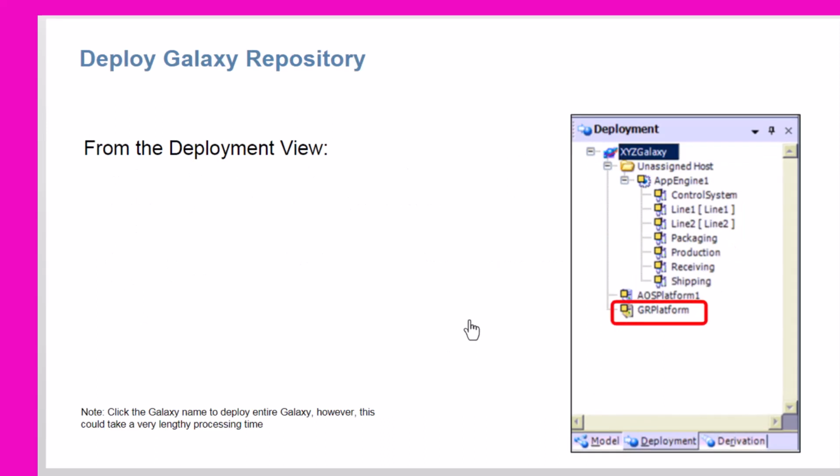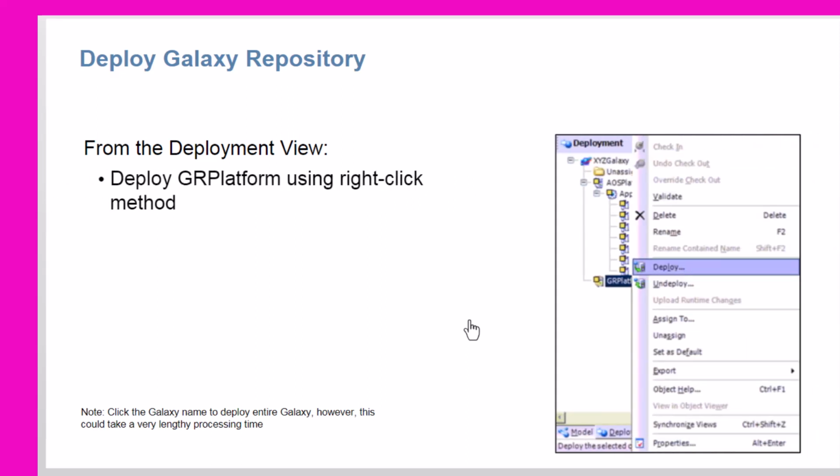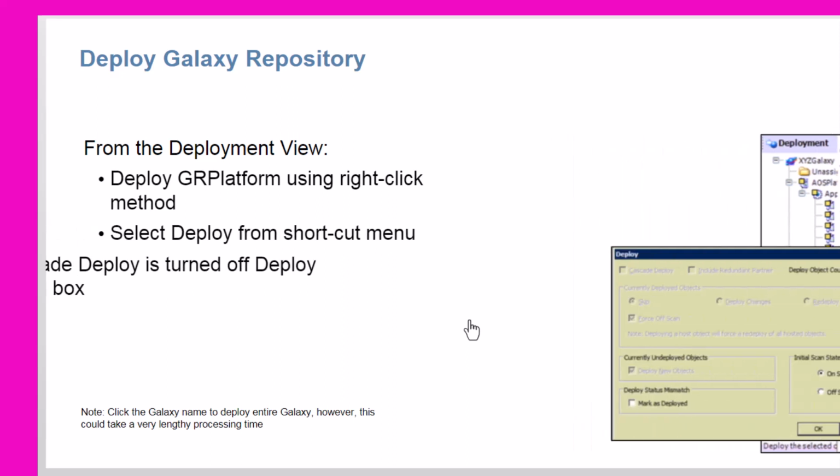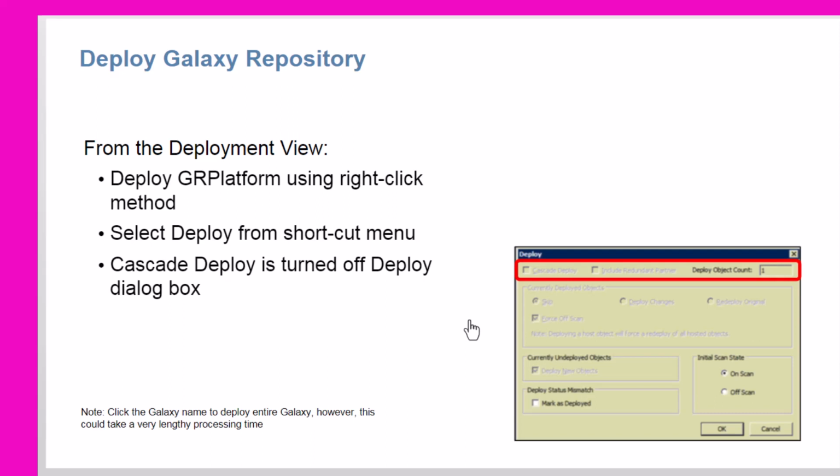Now it's time to deploy all the objects in the Galaxy to the runtime environment. As mentioned earlier, the platform for the Galaxy repository node must be deployed first in the Galaxy from the Deployment tab view. We right-click on the GR platform, select Deploy from the shortcut menu. The Deploy dialog box appears. Notice, because we selected a single item, the Cascade Deploy is turned off.